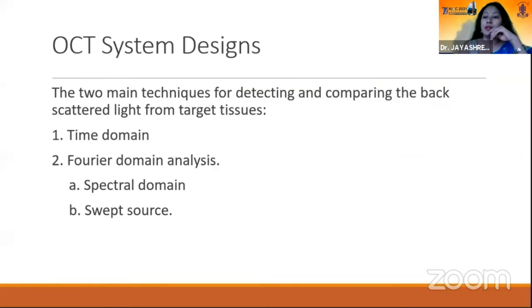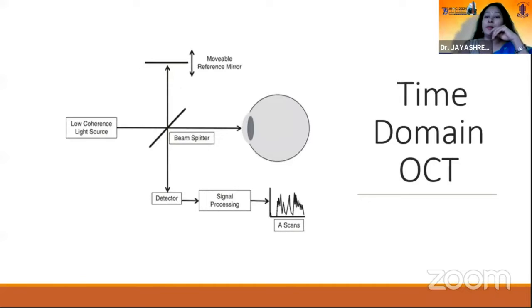So OCT has undergone tremendous progress since its inception, from the time domain OCT to the Fourier domain analysis, which includes the spectral domain and the swept source. So in time domain OCT, we basically had the interferometer at the heart, and it used a movable reference mirror, and the scanning speed was therefore less. It was 400 A scans per second, and the resolution was in the range of 10 to 15 micrometer.